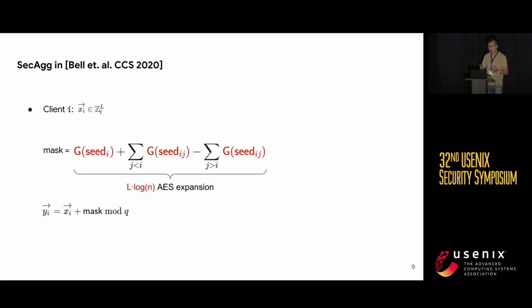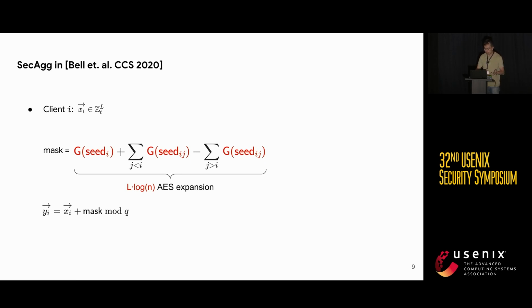So in the previous protocol, as I mentioned in the earlier slides, essentially every client used the PRG to expand the seed into a full-length masking secret. If the client input has length L, then the total cost of this AES expansion is going to be L times log n. L is the length of the input, and log n is the number of neighbors, because every pair of neighbors has a pairwise masking secret. Surprisingly, in practice this PRG cost, or AES cost, could be expensive, especially for long inputs.